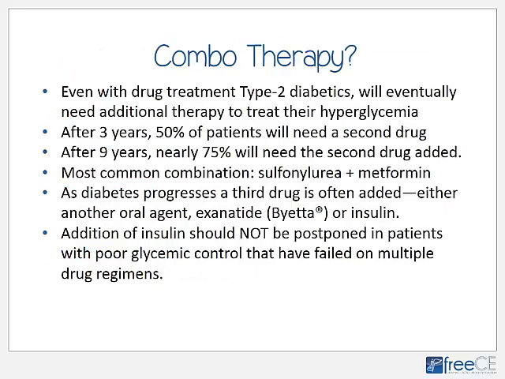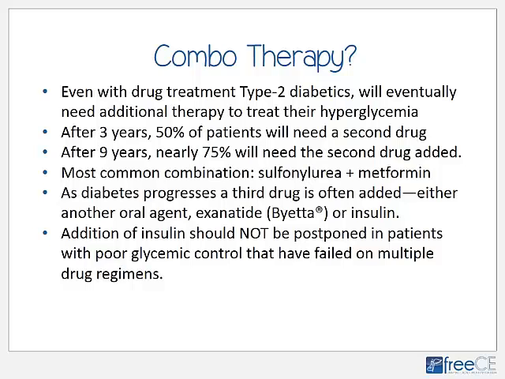It's fairly evident with all of these drugs and their different mechanisms of action that combo therapy seems to creep up into every diabetic's therapeutic regimen. Even with drug treatment, your type 2 diabetics will eventually need additional therapy to treat their hyperglycemia. After just 3 years, 50% of your patients are going to need that second drug. After 9 years, nearly 75% of your patients are going to need that second drug.